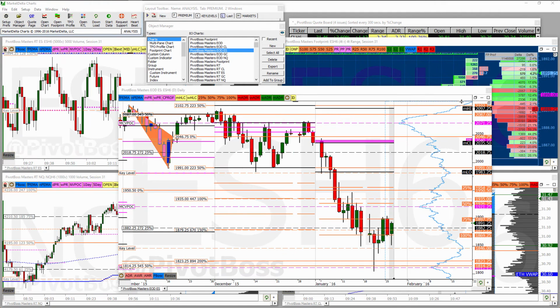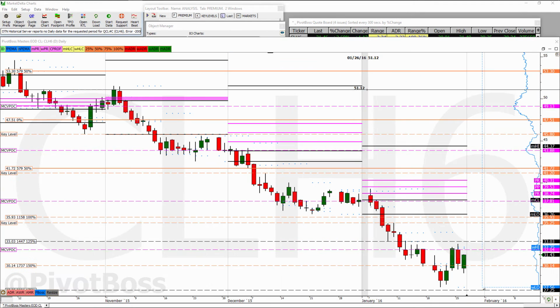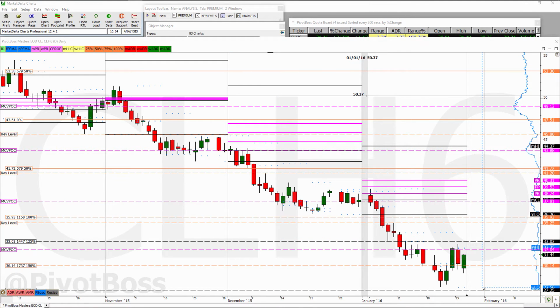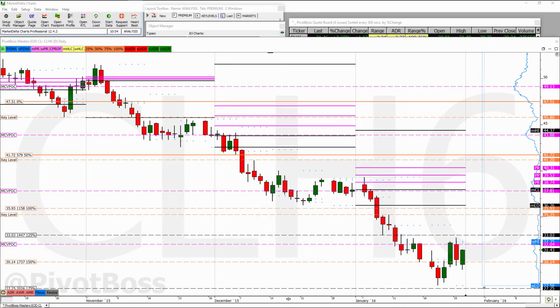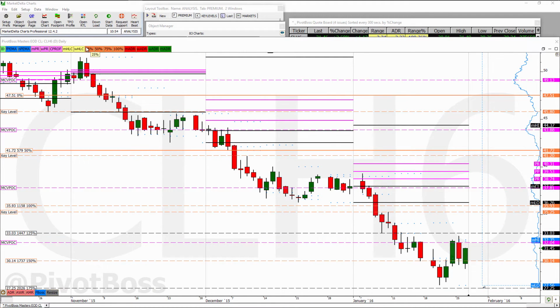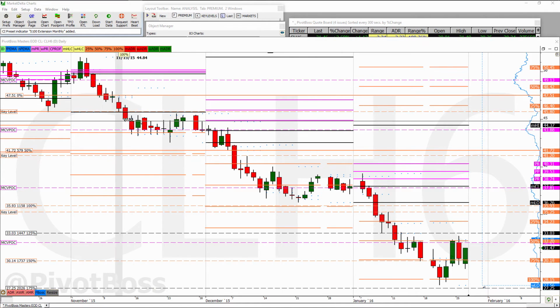Now, let's bring up another chart here. Let's bring up crude oil. Crude oil shows a different part as well. Since this one's been trending, this shows us a great trending profile. And if we bring up our expansion targets, here we go.